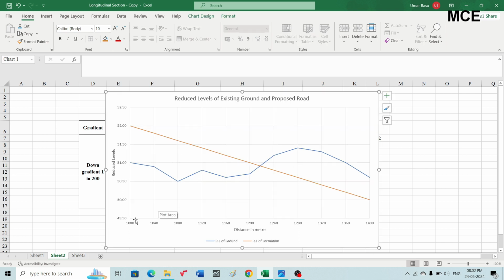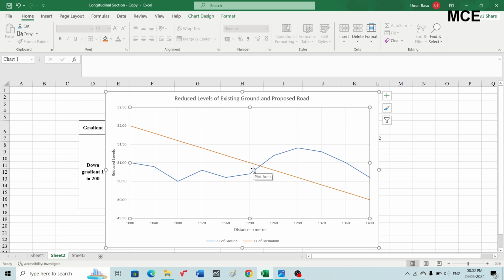You can see from chainage 1000 to chainage 1200 we have to fill the ground, and thereafter from chainage 1240 we have to cut the ground. The orange one is the RL of formation and the blue one is the RL of ground. You can see that between station 1200 and station 1240 the road passes from banking to cutting.